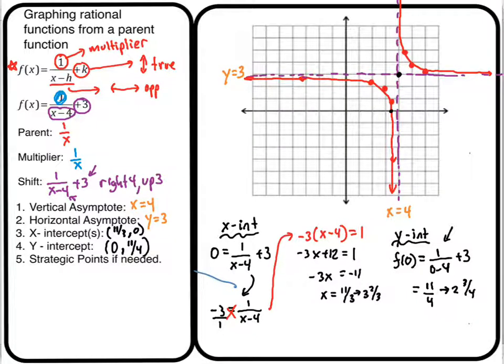Does this look about 2 3/4 right here for my y-intercept? And the answer is yeah, that looks reasonable. Now, we don't need any strategic points at this moment. That comes in some later problems. But that's how we shift around something that has a multiplier and starts off in standard form.